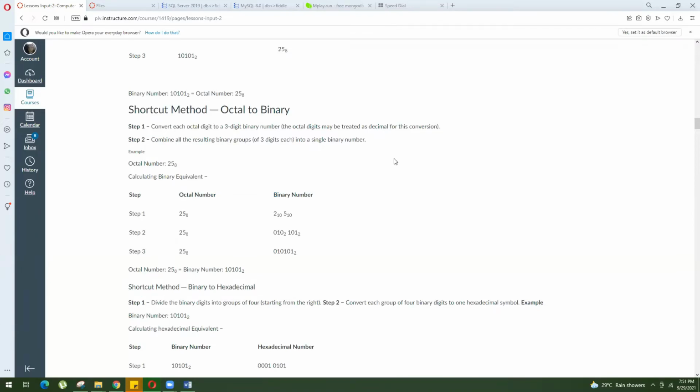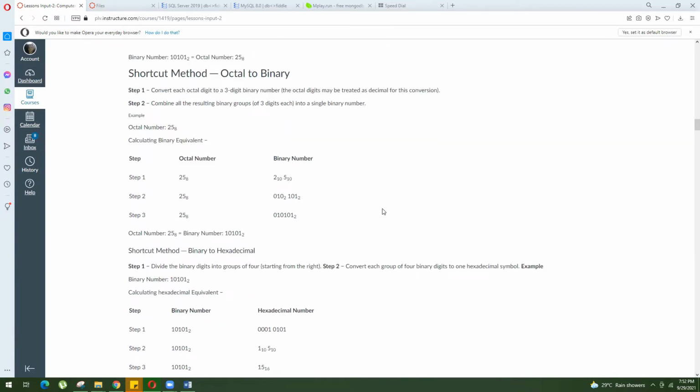How about octal to binary? Convert each octal digit to a 3-digit binary number. The octal digits may be treated as decimal for this conversion. And then combine all the resulting binary groups, 3 digits each, into a single binary number. For example, we have 25 base 8. Convert it into binary.